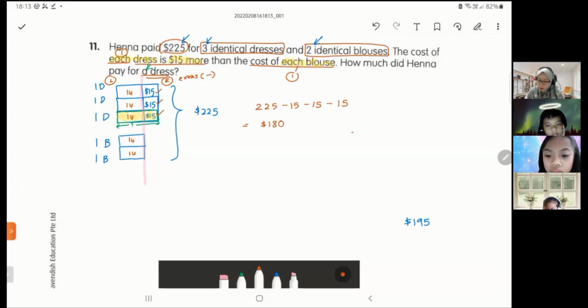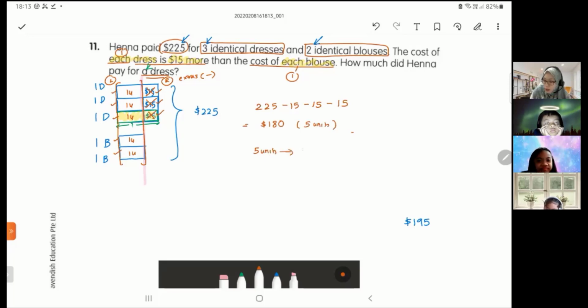$180. When I take away, this is all gone already. What is left is just the equal parts here. So what is left is only the equal parts, this one and this one. How many equal parts are there? 1, 2, 3, 4, 5. So this is 5 units. 5 units is 180. 1 unit is 180 divided by 5 equals to 36.